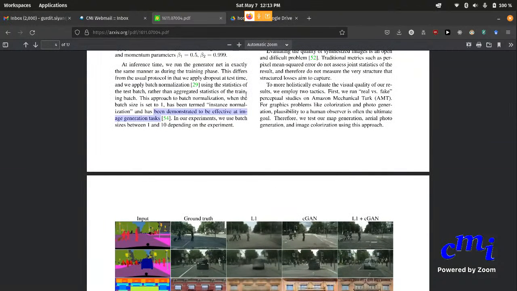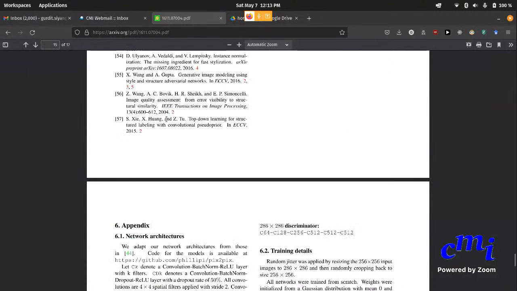Okay, there's some reference there. I'll look it up. Reference 54, they say. Okay, so it's the instance normalization paper. At least that is something to look at. I'll look.